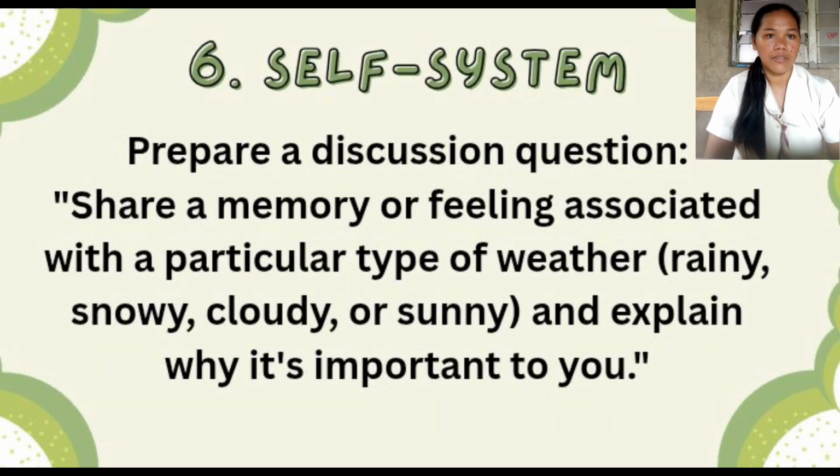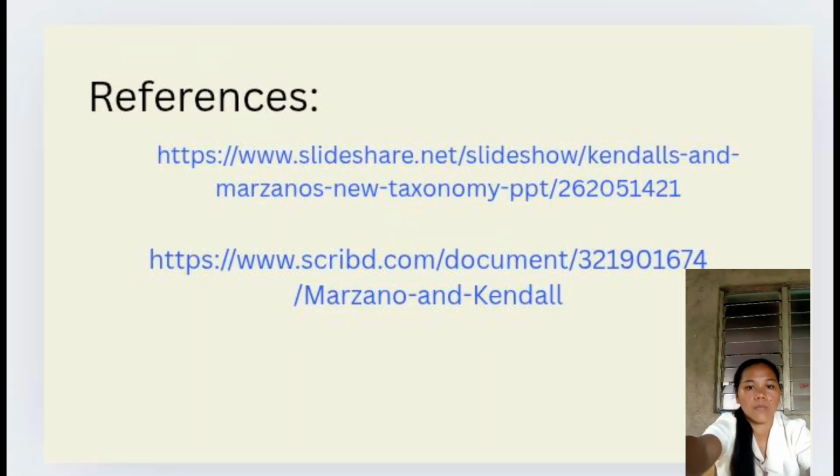And the sixth level is the self-system, and that involves examining personal beliefs, emotions, and motivations to better understand and integrate new knowledge. The activity that I've prepared is a discussion question. For example, share a memory or feeling associated with a particular type of weather, like rainy, snowy, cloudy, or sunny, and explain why it's important to you.